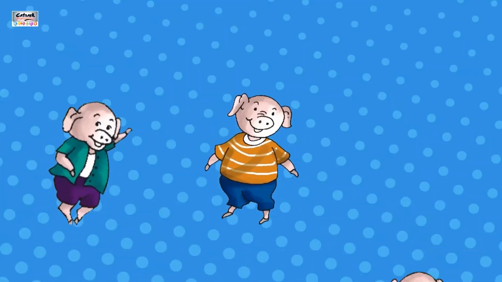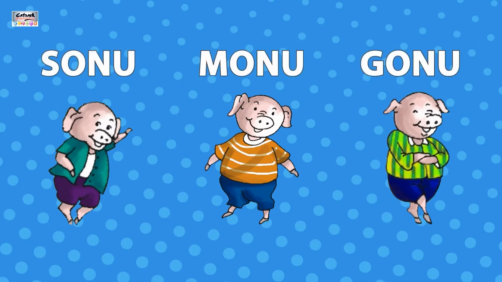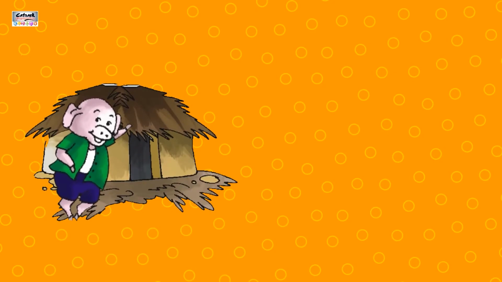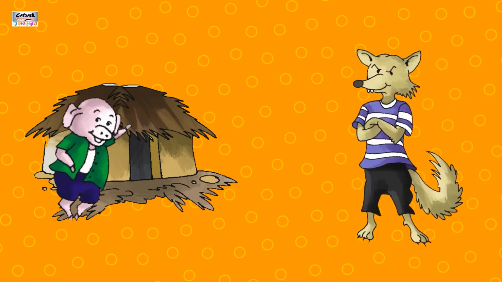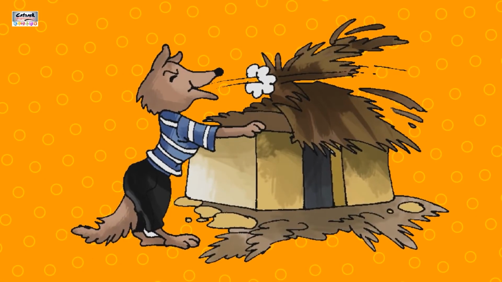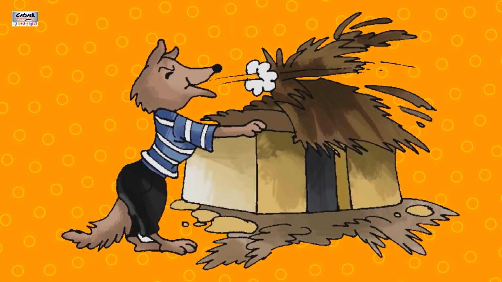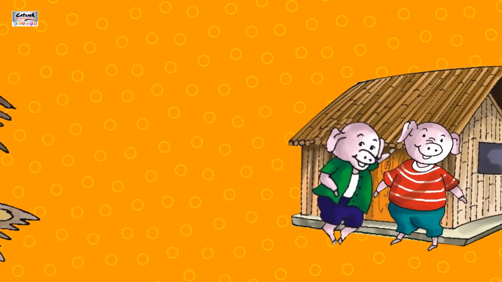Once, there were 3 little pigs, Sonu, Monu, and Gonu. Sonu lived in a house of straw. Monu lived in a house of sticks. And one day, a big bad wolf came to Sonu's house. He said, I will huff and puff and I will blow your house down. So he huffed and he puffed and he blew the house down. Sonu ran to Monu's house.